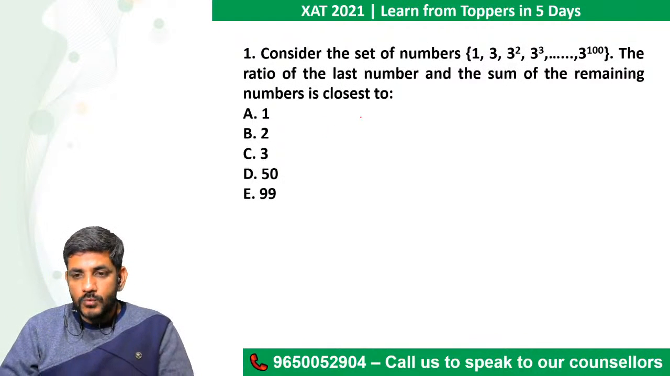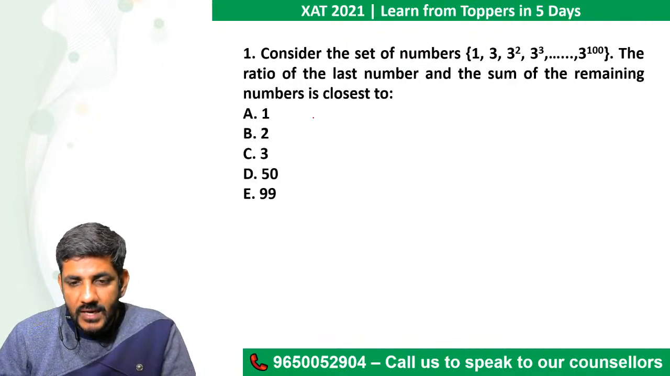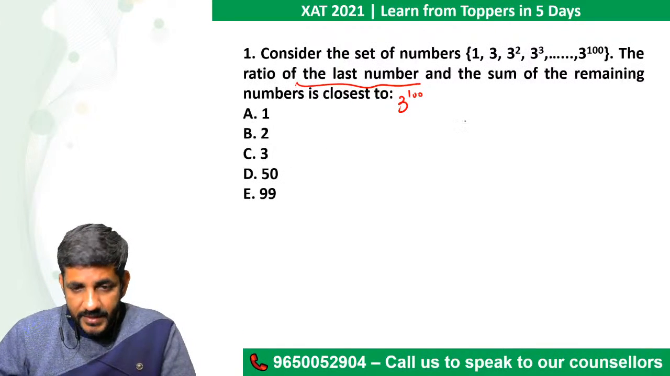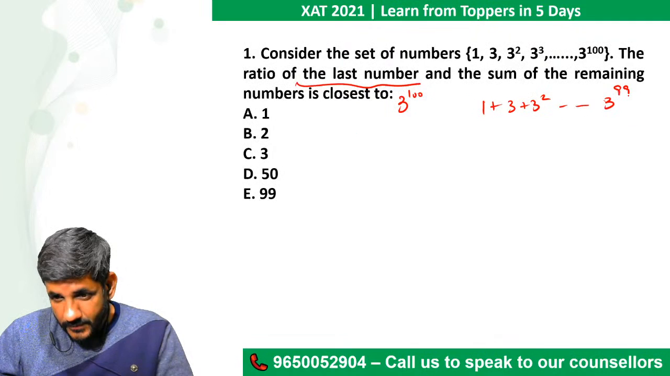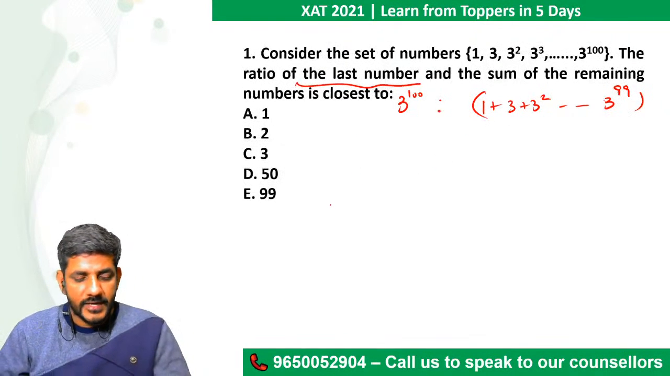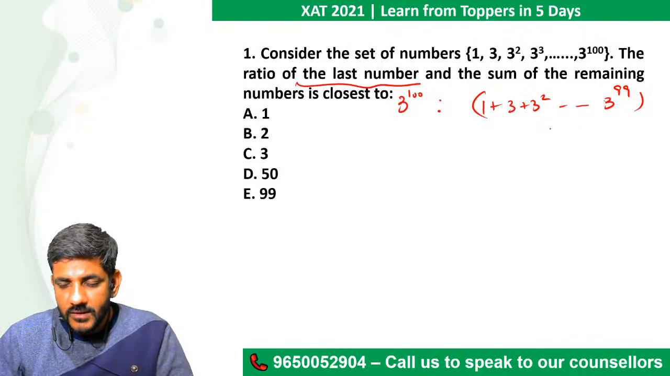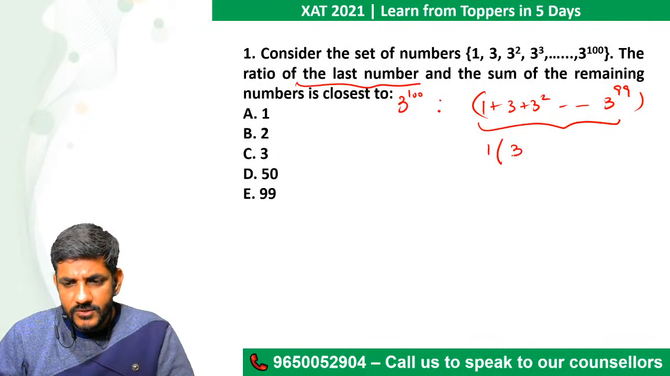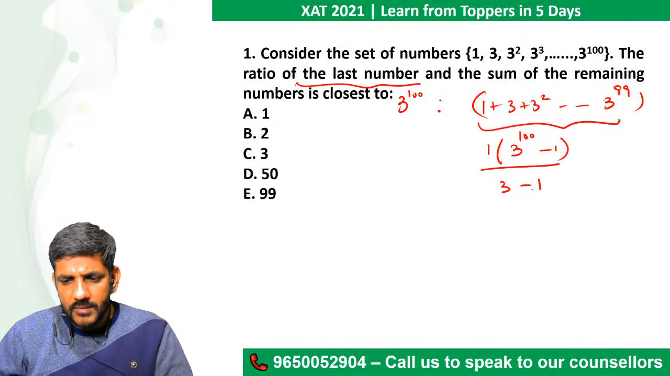Consider the set of numbers 1, 3, 3 square, 3 cube up to 3 to the power 100. The ratio of the last number, that is 3 raised to the power 100, and the sum of the remaining numbers, that is 1 plus 3 square up to 3 to the power 99, is closest to. So we have to find the ratio of these two numbers, right? Let's do this. It's a GP series, we all know that. For a GP series, the sum is A into R to the power n minus 1 upon R minus 1.